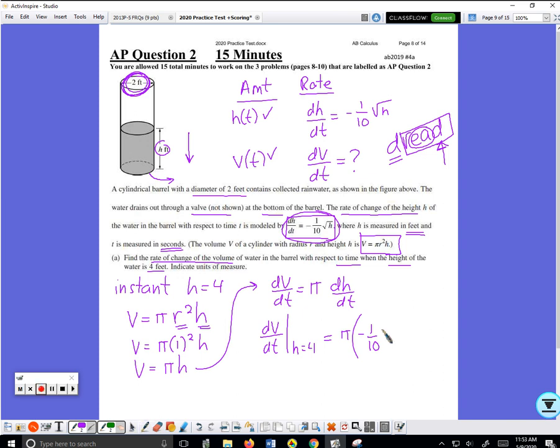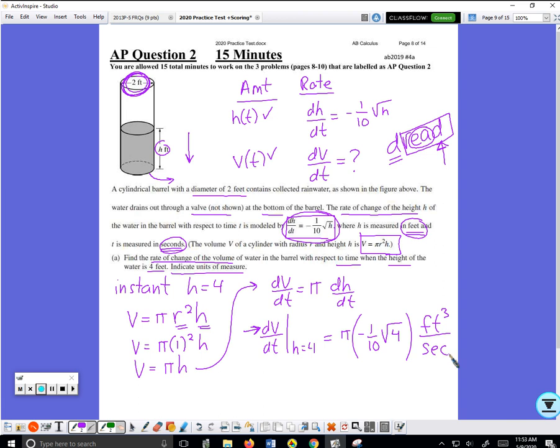Pen to work. Read the problem just to make sure. Yep, indicate units of measure. The height is measured in feet, therefore the change in the volume is going to be feet cubed. The rate at which the volume is changing: time is measured in seconds.